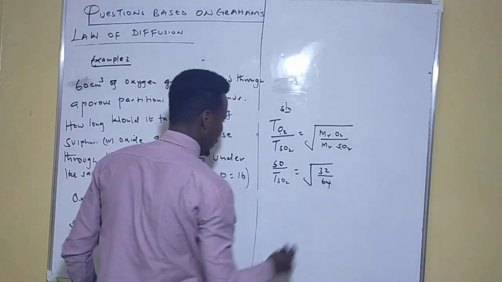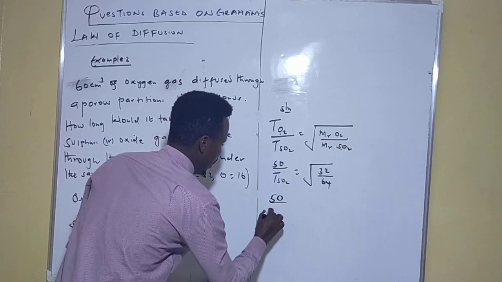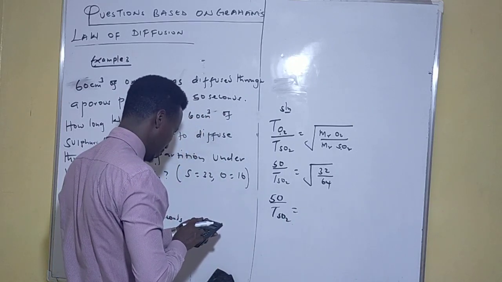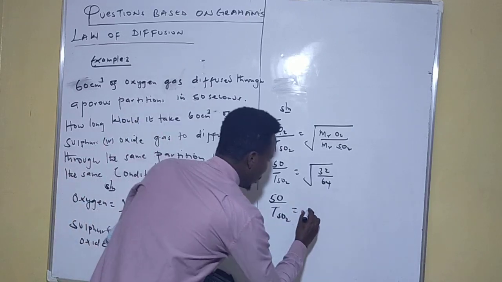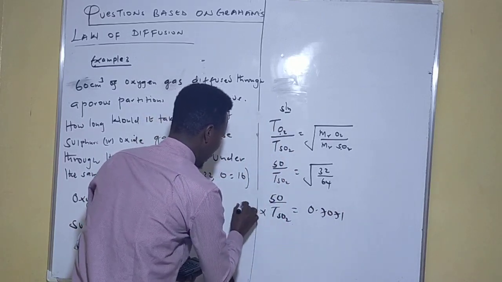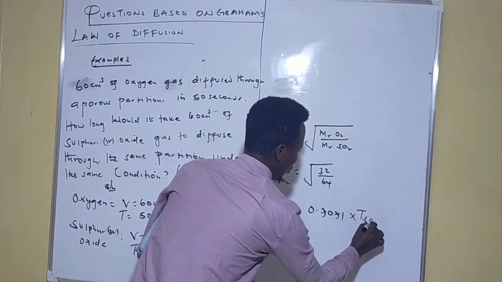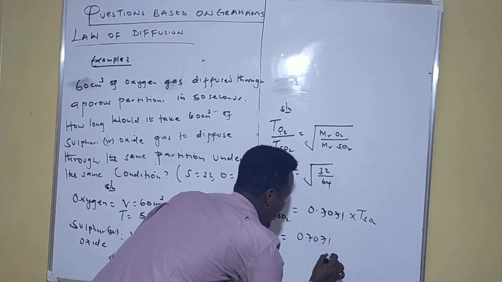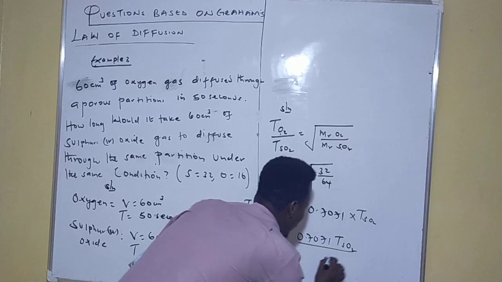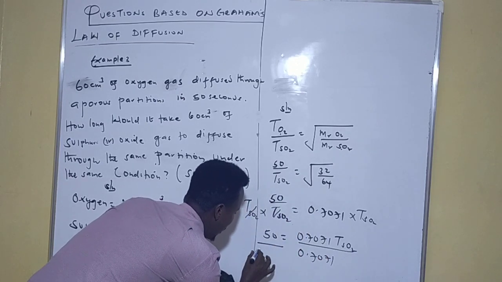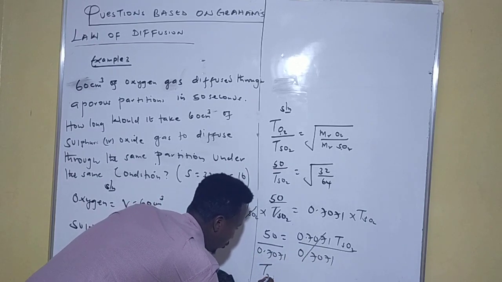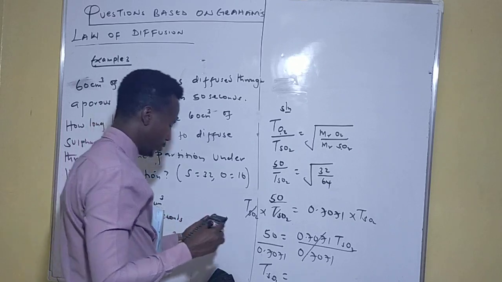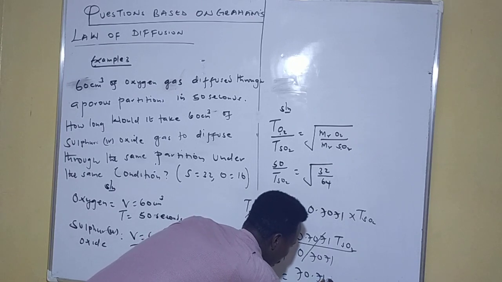So just like the previous one, 50 all over T SO2 is equal to the root of 32 divided by 64. That's a half, and the root gives us 0.7071. Then you cross multiply times T SO2. Cancel these two, so we have 50 is equal to 0.7071 T SO2. To get T SO2, we divide both sides by 0.7071 and cancel. So the time taken by sulfur dioxide gas is equal to 50 divided by the answer, which gives us 70.71 seconds.